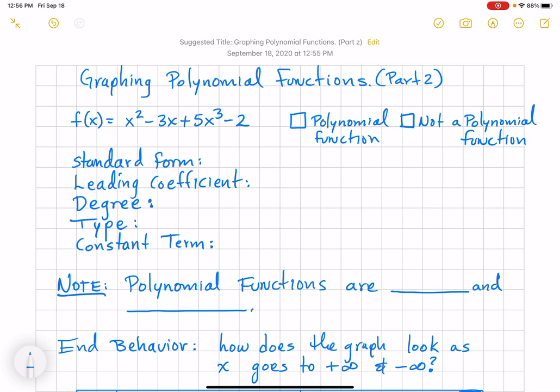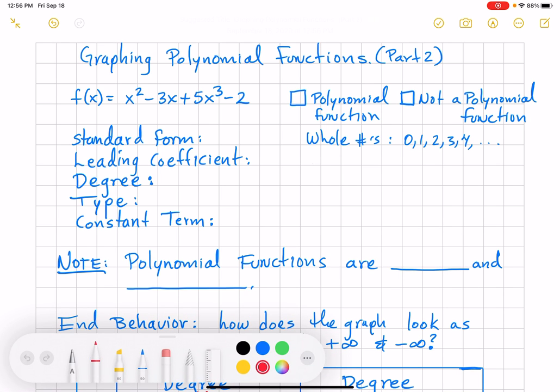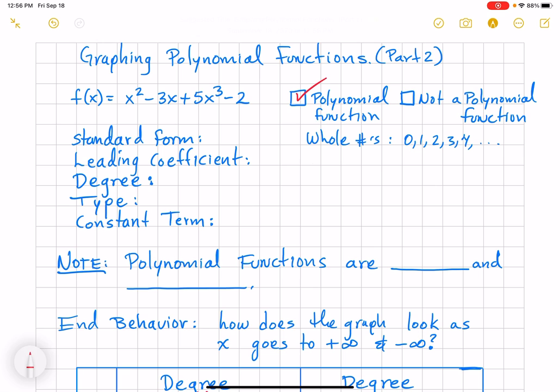If you remember, the most important part of the definition of a polynomial function is that all the exponents are whole numbers. Whole numbers are numbers like 0, 1, 2, 3, and 4, and so on. Notice that the first exponent is a 2, the second is a 1, the third is a 3, and the last one has no exponent, or the exponent is 0. So this is a polynomial function because all the exponents are whole numbers.